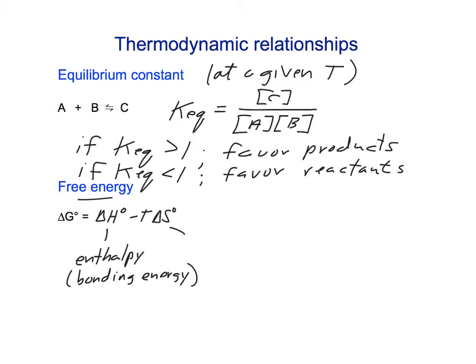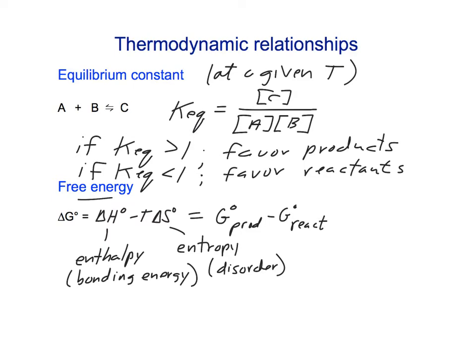Delta S0 is the entropy. And remember that the entropy reflects the disorder in the system. Oftentimes, when we talk about organic reactions, we'll focus mostly on the enthalpy. We can also describe the change in free energy for a reaction by saying that delta G0 equals the G0, the free energies of the products, minus the free energies of the reactants.